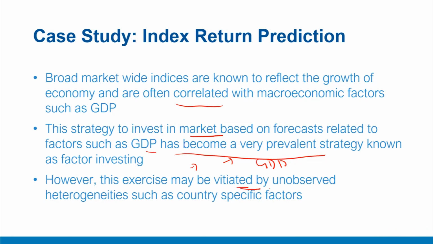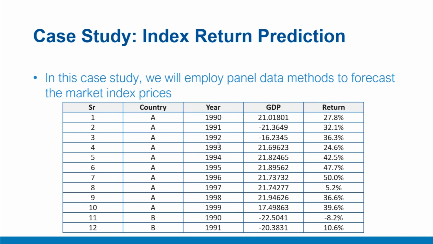Then this exercise may be vitiated by the unobserved heterogeneities, as we discussed in the theoretical discussions, such as country-specific factors. The data employed in this study is of the panel form and is used to forecast market index prices or returns. So we have serial numbers, we have countries, year, GDP, and return values. These values are scaled, so they do not reflect exactly the GDP or return values, but they are scaled to suit the case study.